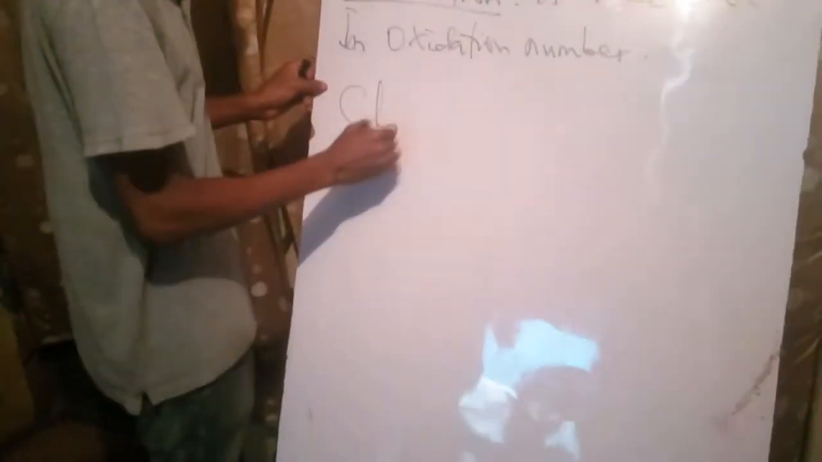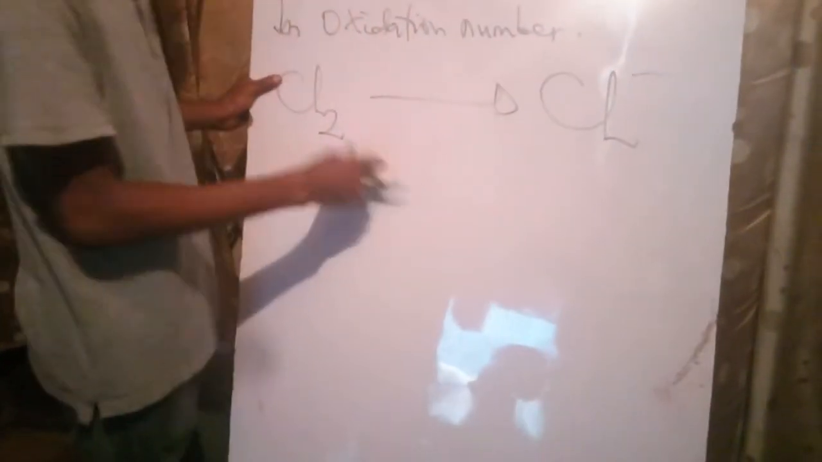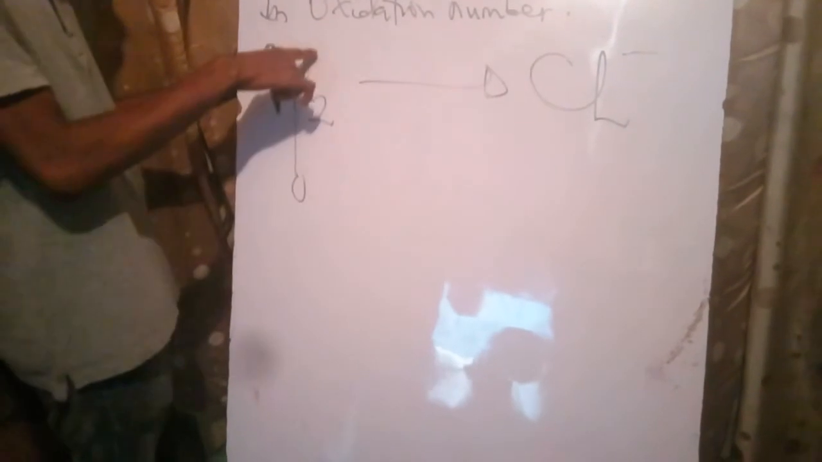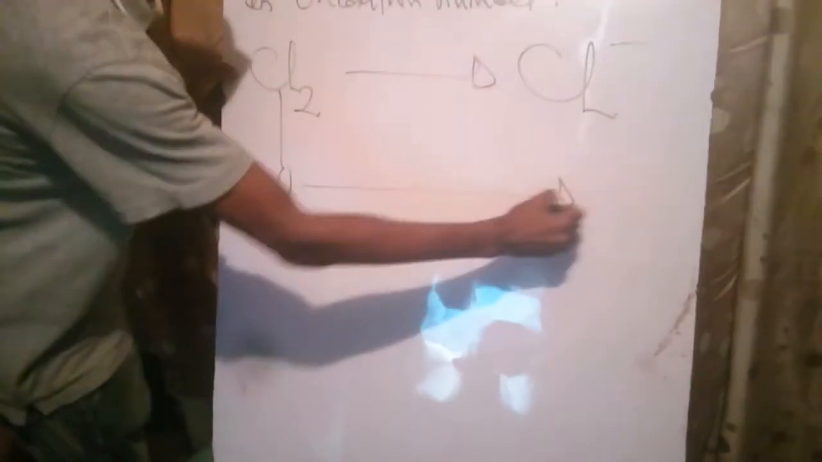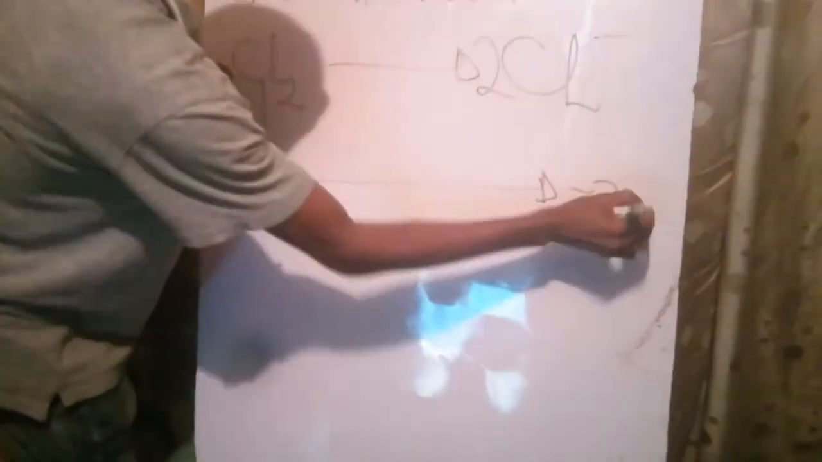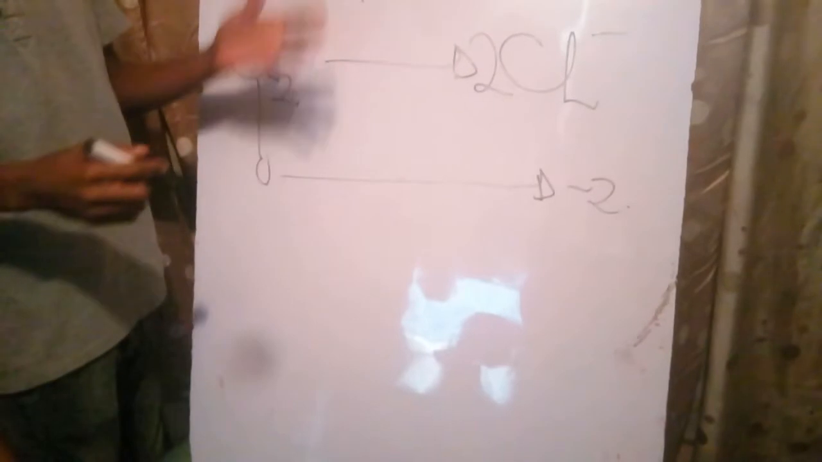Now look at this. Chlorine gas becomes chloride minus in a reaction. The oxidation number of this chlorine here is 0. Like you can see, no charge here, as the oxidation number is 0. Here, I have 2 chlorine, don't forget that. And its oxidation number here is -2. Don't forget that.